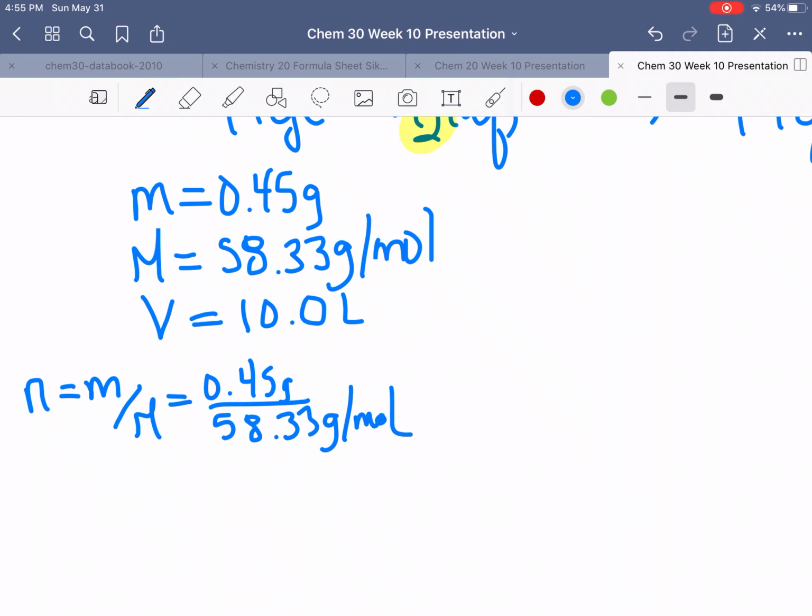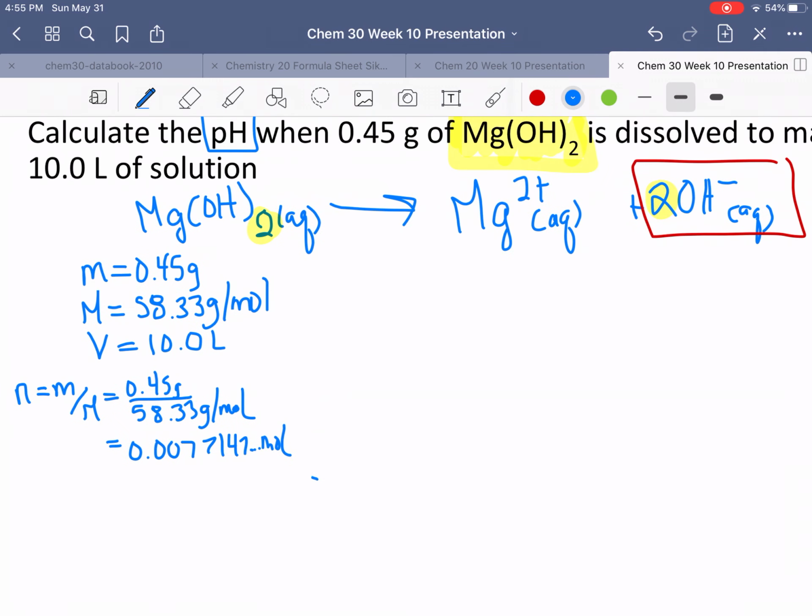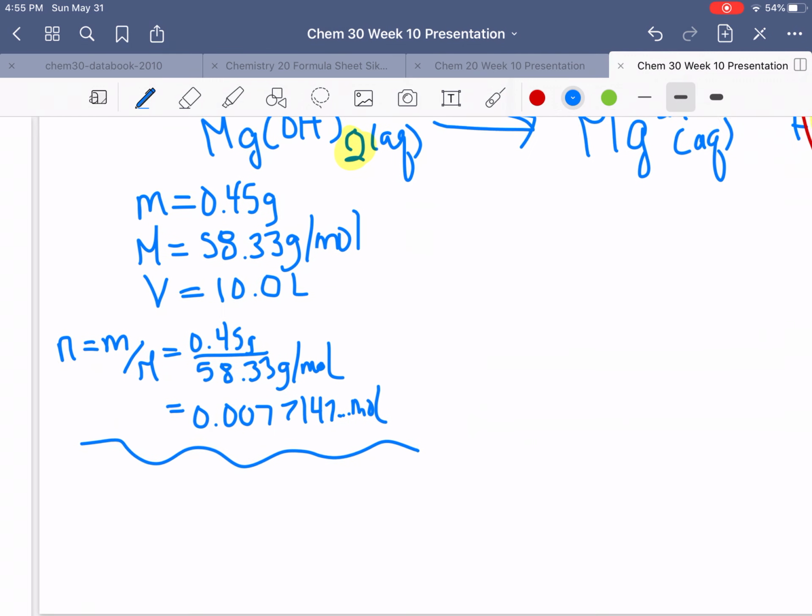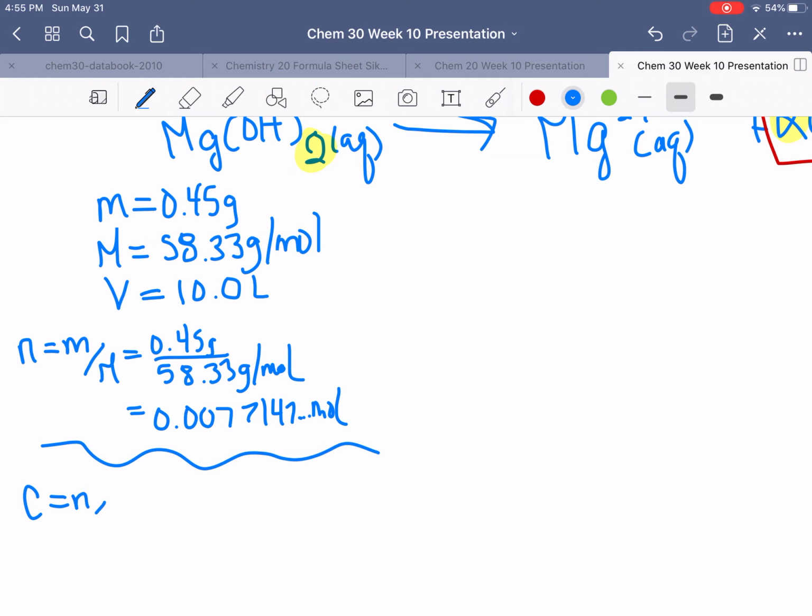Remember, guys, no rounding. Just keep your full values so that you can have as accurate of numbers going through this process as you can. 0.0077147... moles. Okay, there's our n. Let's go through this now and get the concentration. C is equal to, of course, n over V, which is 0.0077... moles over the 10 liters given to you in the question.